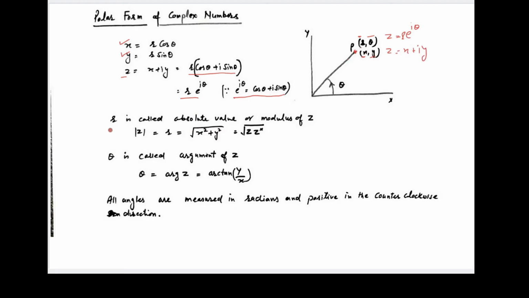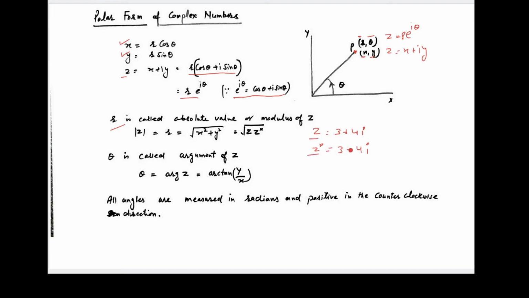Now r is called absolute value or modulus of z. So r is equal to square root of x square plus y square, or equal to square root of z z star. Z star is complex conjugate of z. If z is 3 plus 4 iota, then z star will be 3 minus 4 iota. This is called complex conjugate of this z.